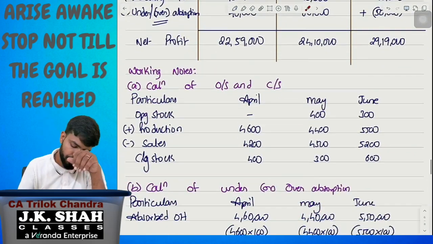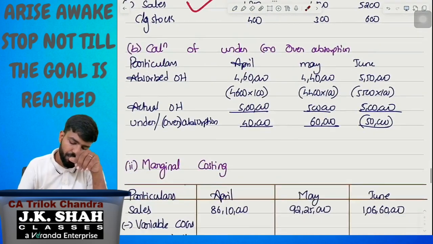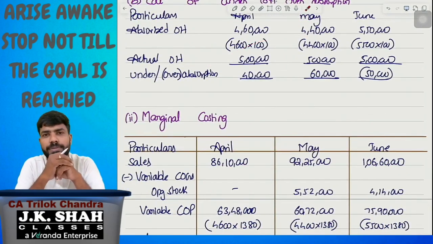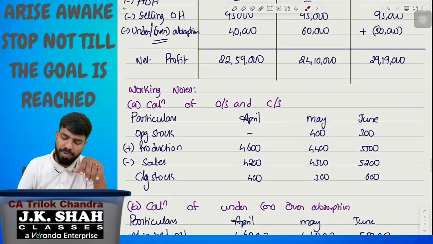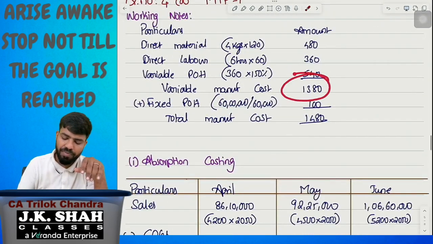Okay. Now, this is about opening stock and closing stock. This is about under and over absorption. Clear? When it comes to marginal costing, stock will be valued using 1380.